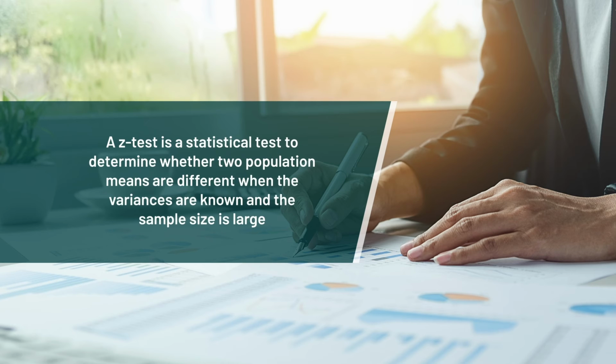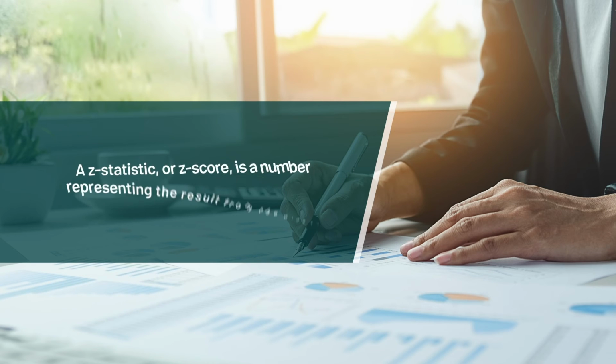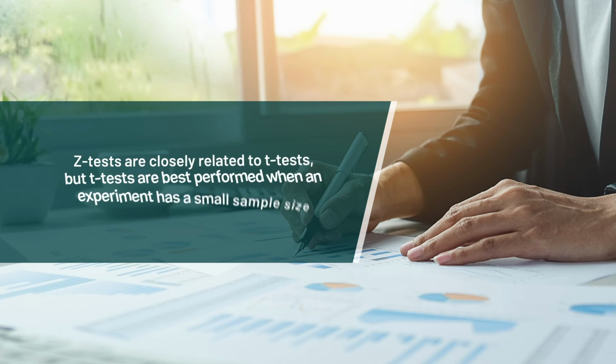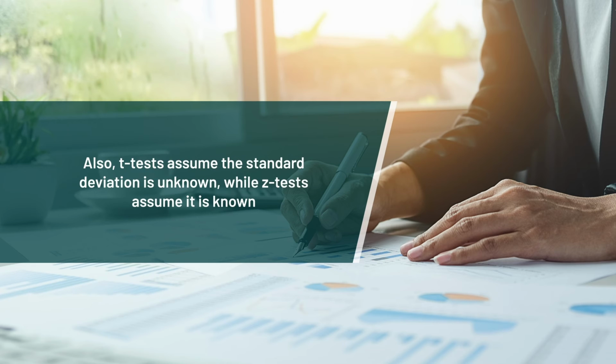So a Z test is a statistical test to determine whether two population means are different when the variances are known and the sample size is large. It can be used to test hypotheses in which the Z statistic follows a normal distribution. A Z statistic or Z score is a number representing the result from the Z test. Z tests are closely related to T tests, but T tests are best performed when an experiment has a small sample size. Also, T tests assume the standard deviation is unknown, while Z tests assume it is known.